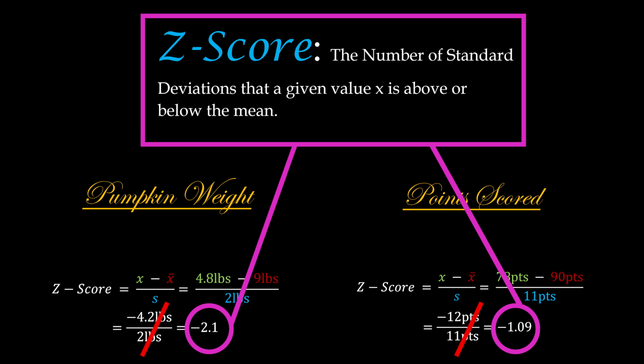Before we compare any two sets of data, we must always strip them of their units and compare them on a level plane.